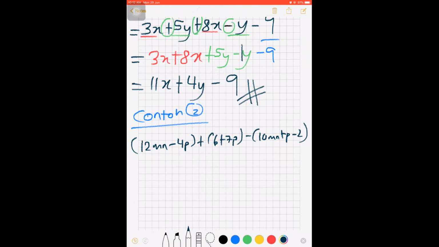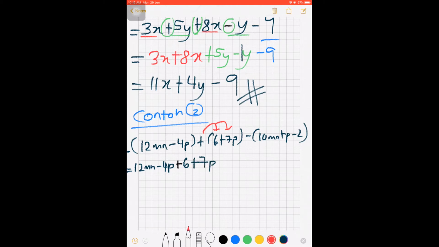Okay, so same thing again. First thing you must do, you have to buka all the brackets. Okay, so let's do that. So this one, there's no sign in front here, so we just take 12mn minus 4p. Okay, then this one, kena tengok lah whether it changes. So positive 6, positive meets positive becomes plus 6. And then positive positive tambah 7p.